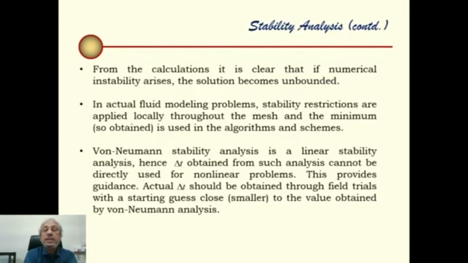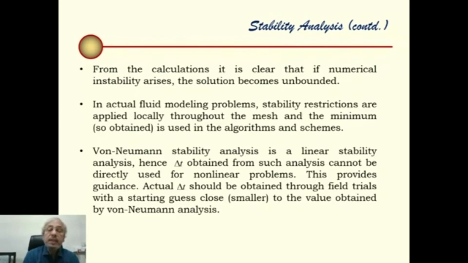So from the calculations it is clear that numerical instability arises. If numerical instability arises, solution becomes unbounded. We never want that. In actual fluid modeling problem, stability restrictions are applied locally throughout the grid mesh, and minimum is obtained that is used for the entire algorithm that is applied to solve the problem.